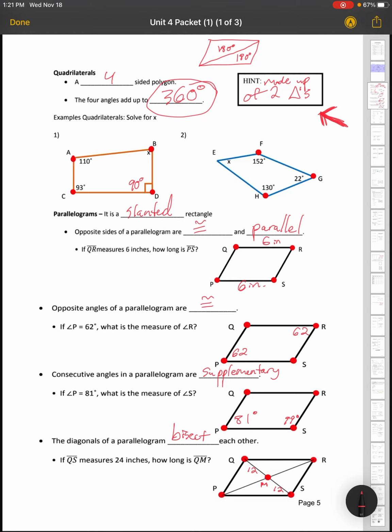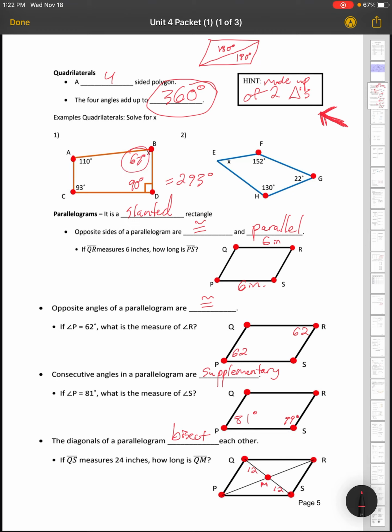So let's practice here. To solve this, we would add up the three angles and then subtract it from 360. So for number one, we would add 110, 93, and 90 degrees. That would give us 293 degrees. We would then subtract that from 360. And we would get our remaining angle is 67 degrees.